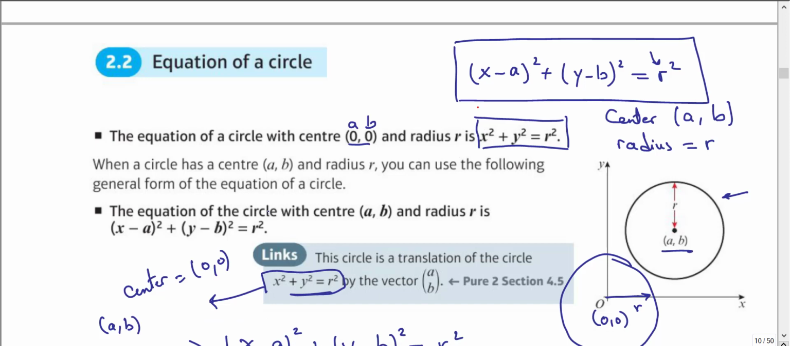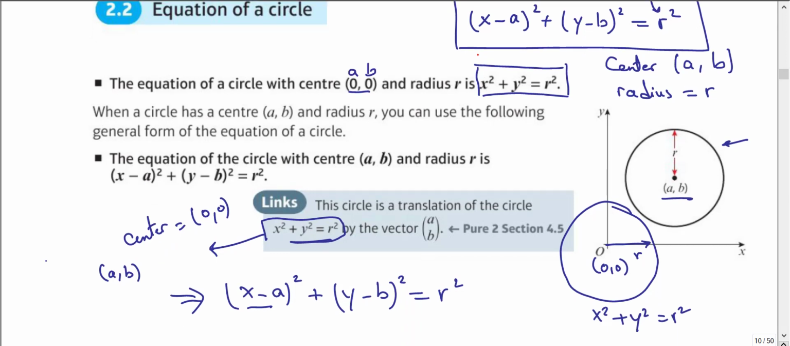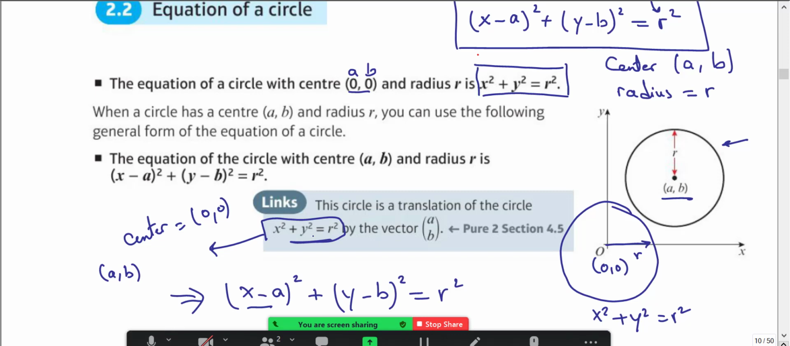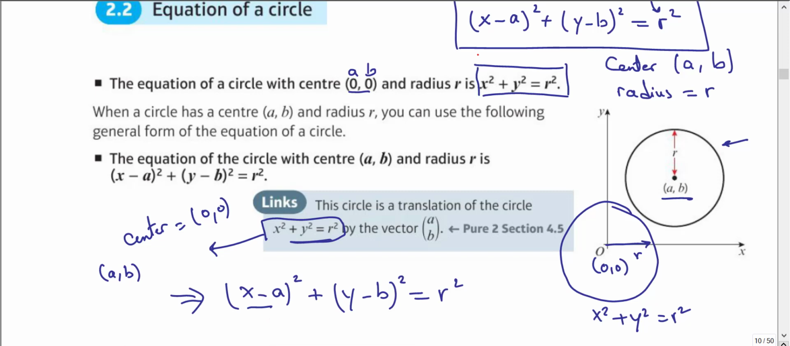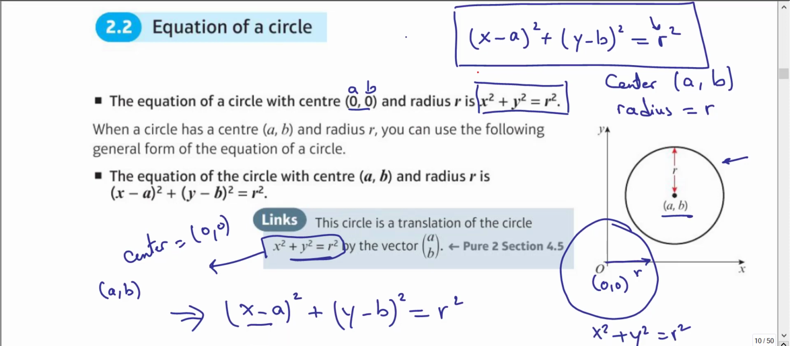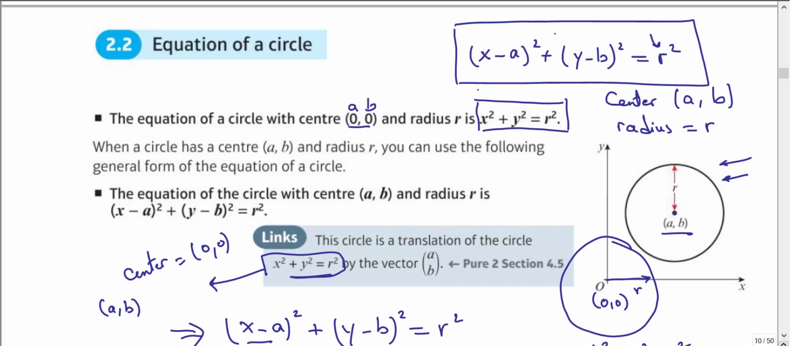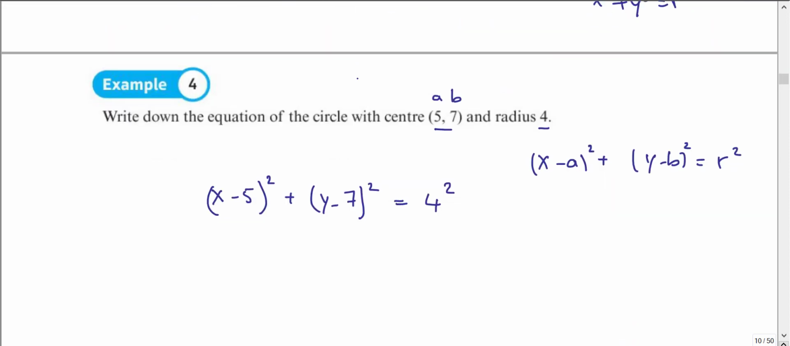Adam, did you write the equation of the circle? Yes, sir. X minus a squared plus y minus b all power 2 equals r squared. So for this circle, the center is a and b, the radius is r. This is the equation. You have to memorize it.